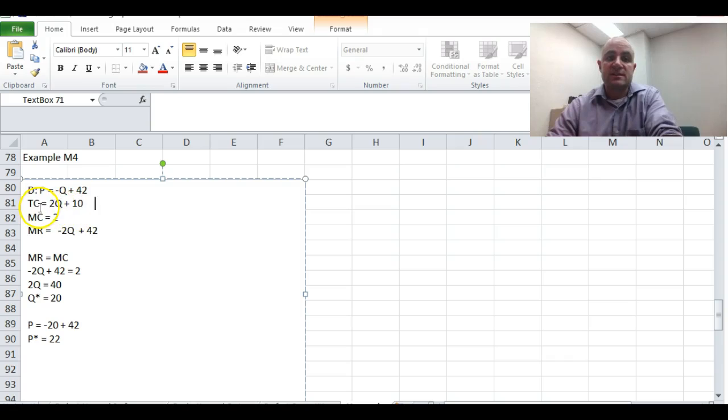So your total cost is 2Q plus 10. And to find any average, it's the total divided by the quantity. And so you have 2Q plus 10 divided by Q. You get 2Q divided by Q, which is just 2, plus 10 divided by Q.